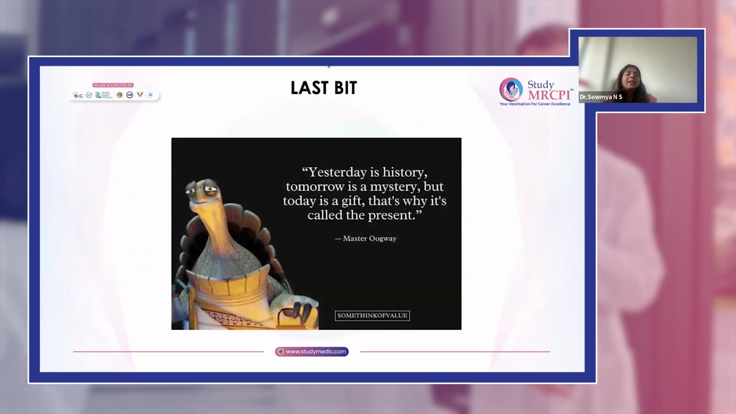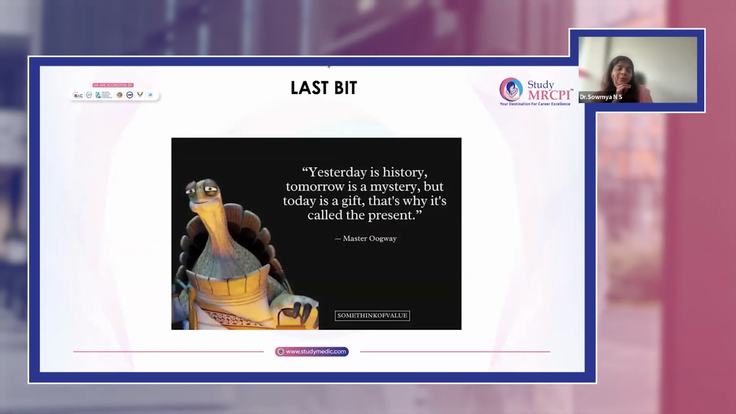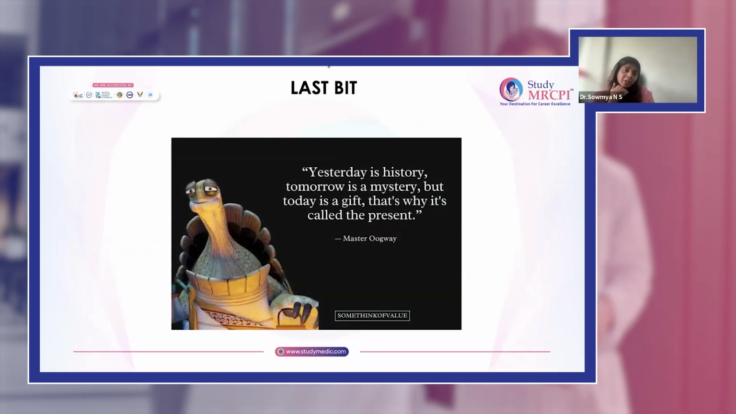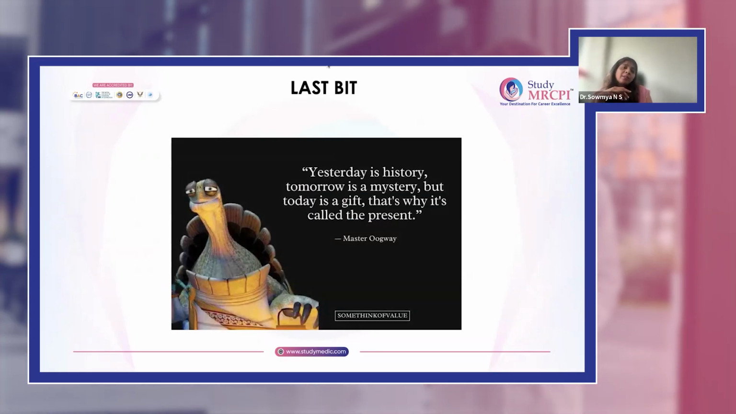So guys, I have covered the most important ones. There are still others, like probably ruptured ectopic and antepartum hemorrhage coming with the bleeding. So I have touched upon the most important obstetric emergencies.